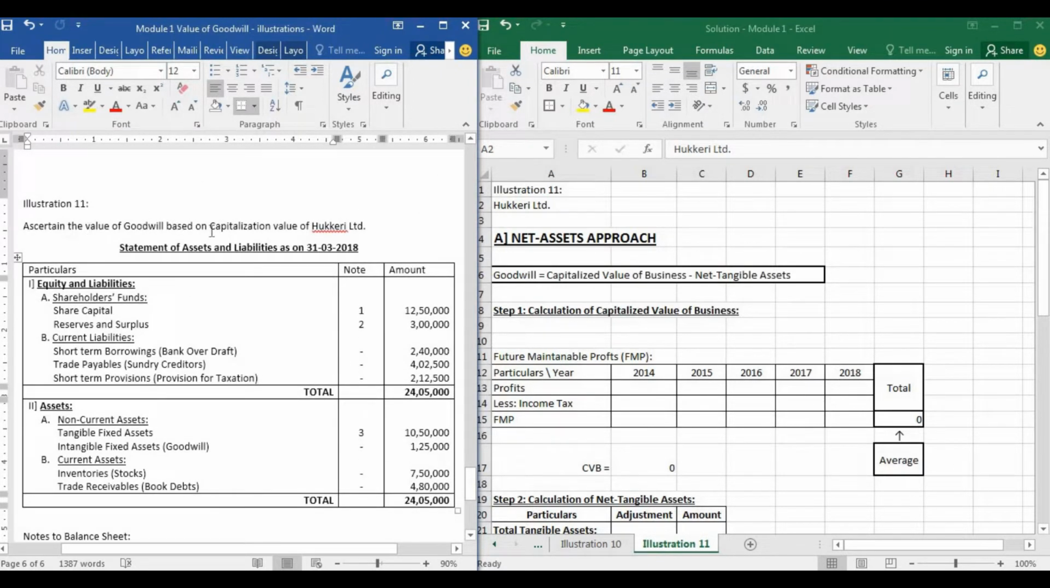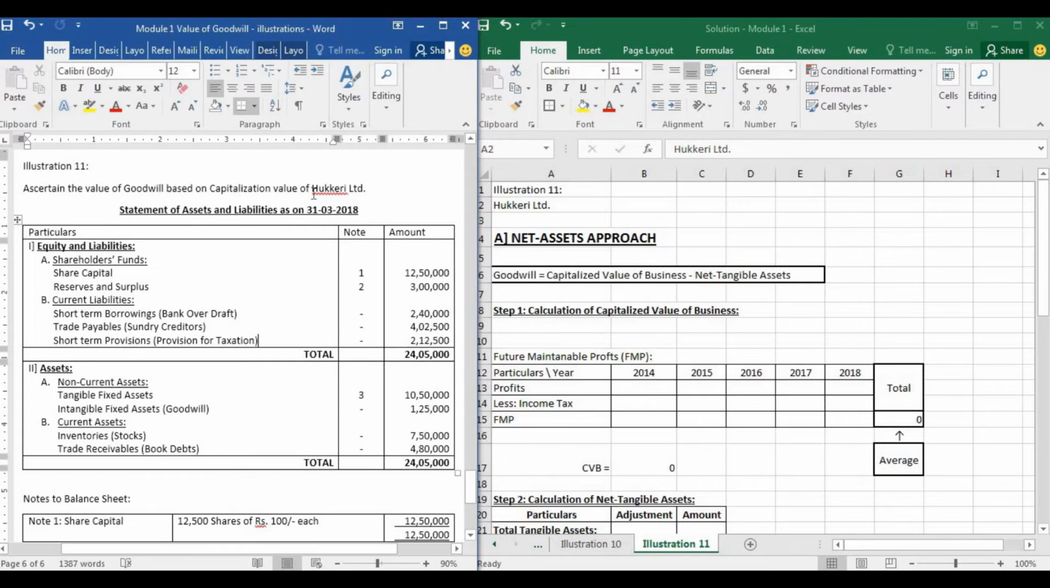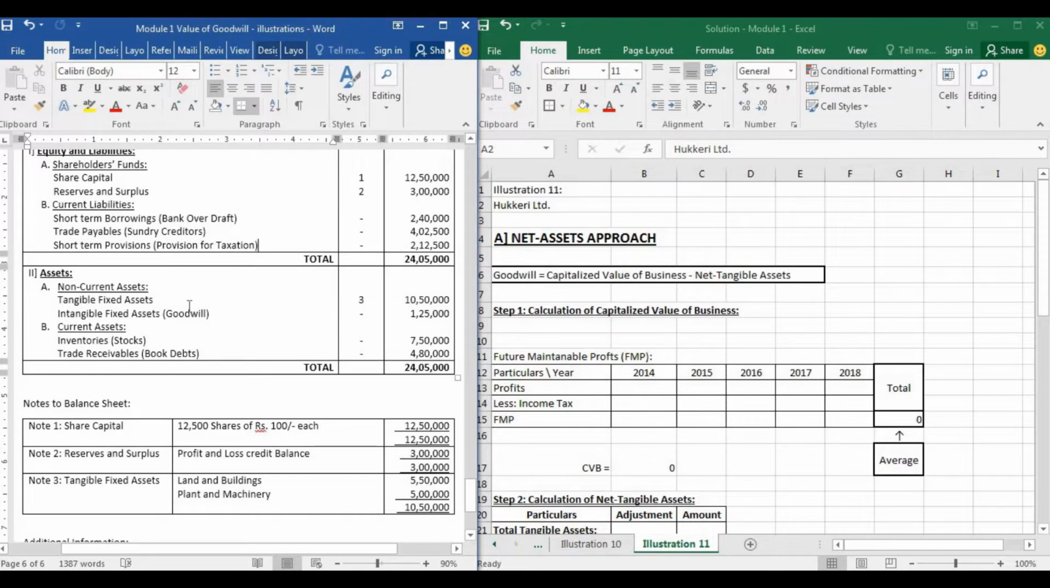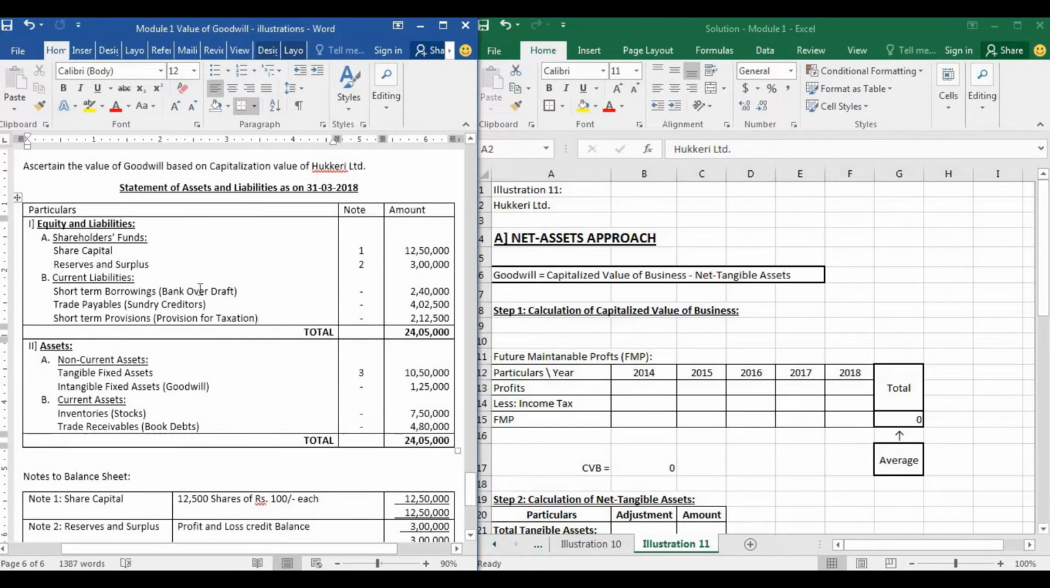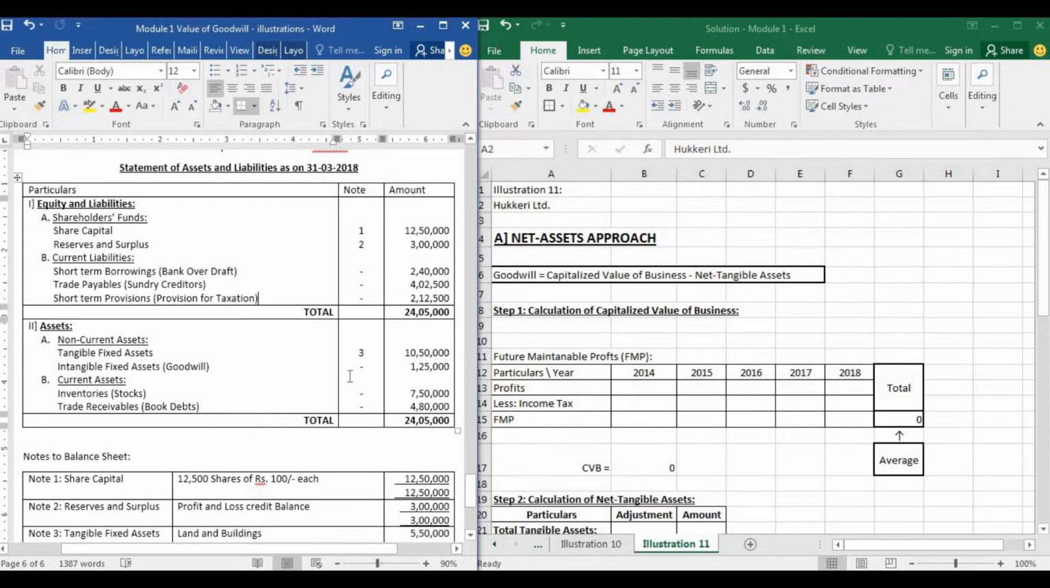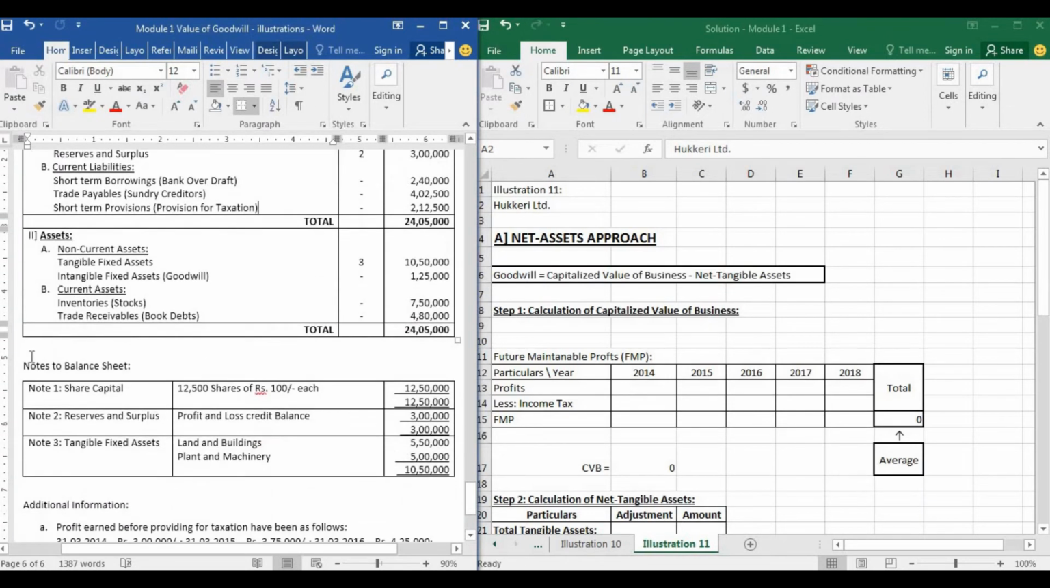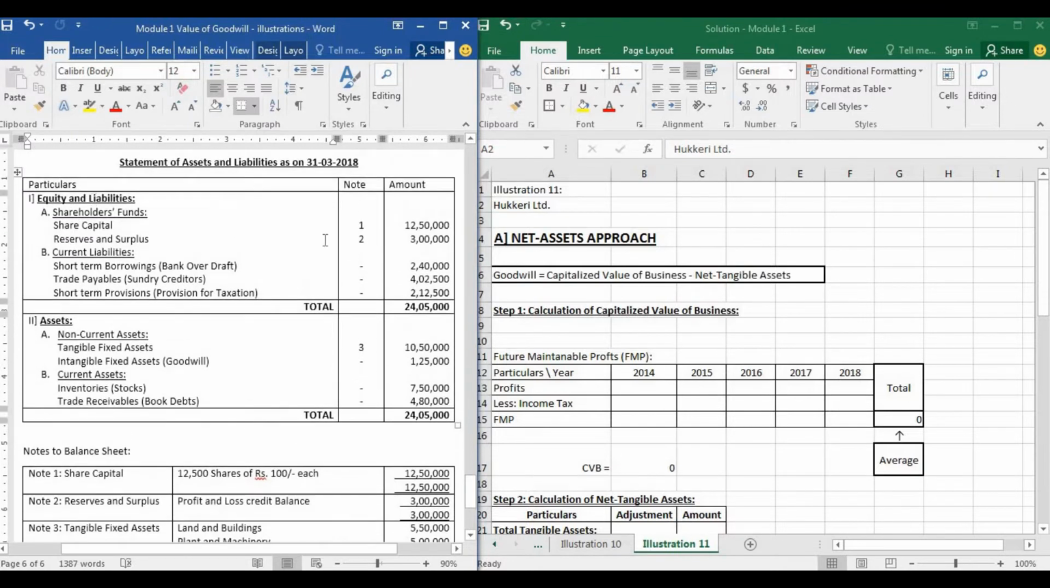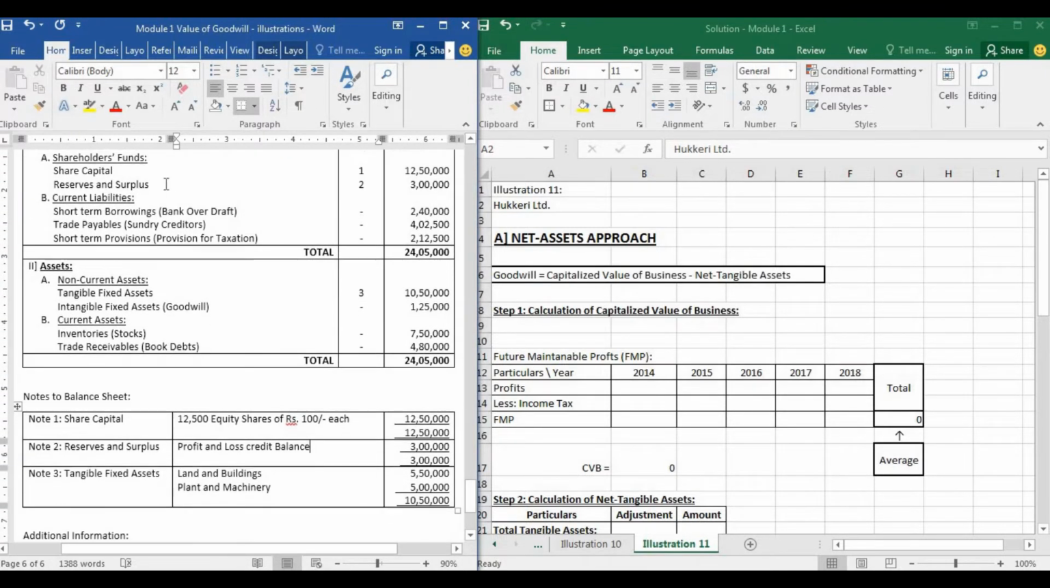Again, ascertain the value of goodwill based on capitalization value of Okere Limited. So the name of the company is Okere Limited. We are supposed to find out the value of goodwill using capitalization of average profit method. So they have given us the balance sheet here, and they have given us notes to balance sheet. See, in the balance sheet, we have note number 1 and 2 on the liability side, which is share capital and reserves and surplus. In share capital, we have equity shares alone. And in note number 2, we have P&L account credit balance. Then we have other liabilities, which is outside liabilities given as bank overdraft, sundry creditors, and provision for income tax.